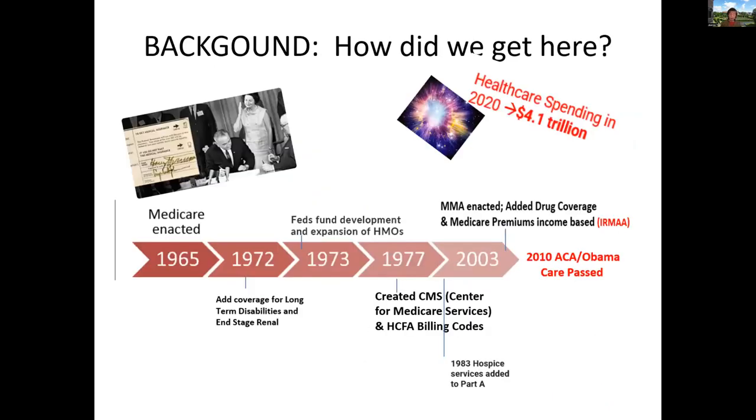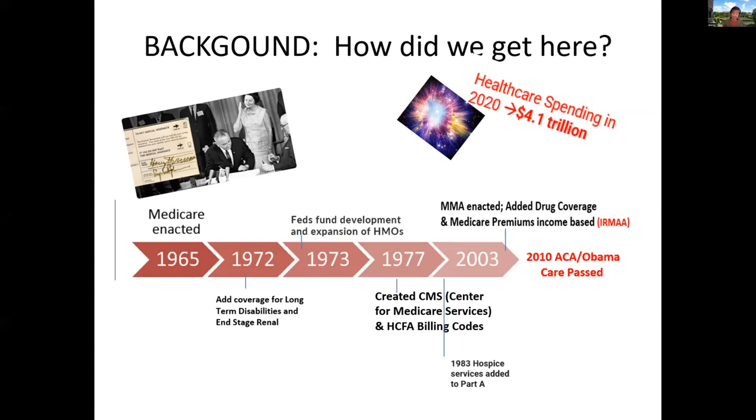So a little more on the background about how we got here. In 1965, Johnson signed the Medicare Act. So that's the start. And when he did that, the cost to the average beneficiary was $4. So in 1972, we added long-term disability and end-stage renal, which I looked that up. And for anybody that has to experience that, that's that kidney stuff. Then in 1973, the feds funded the development and expansion of HMOs. Interesting. That will later be known to you guys as Medicare Part C.